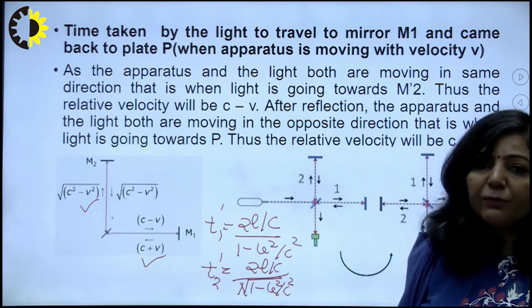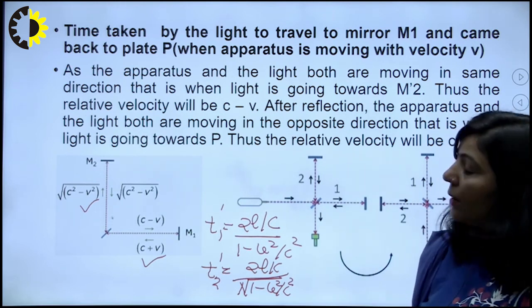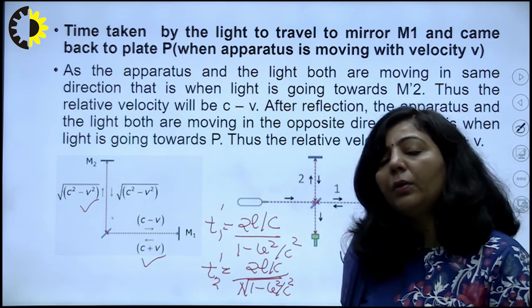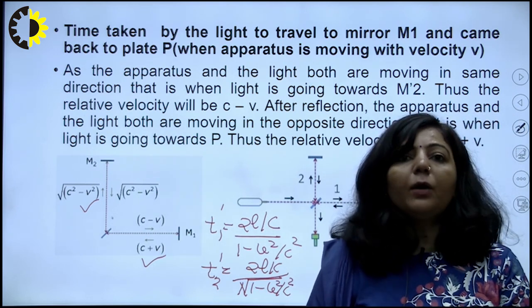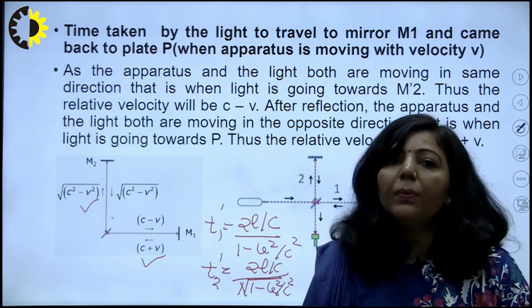We will find that shift. So in the next lecture, we will try to find out that shift in the fringes. And using that shift, we will try to verify the existence of the ether frame.